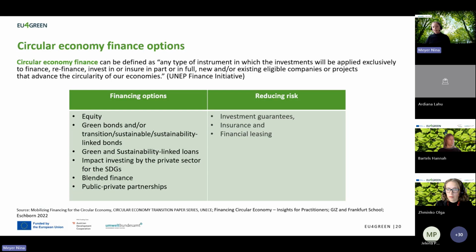All right, on this slide, I want to start with a definition of circular economy finance. As Olga mentioned earlier, there is not one single definition. We're still evolving a lot. But UNEP FI, the finance initiative, defines circular economy finance as any type of instrument in which the investments will be applied exclusively to finance, refinance, invest in, or insure in part or in full new and or existing eligible companies or projects that advance the circularity of our economies.